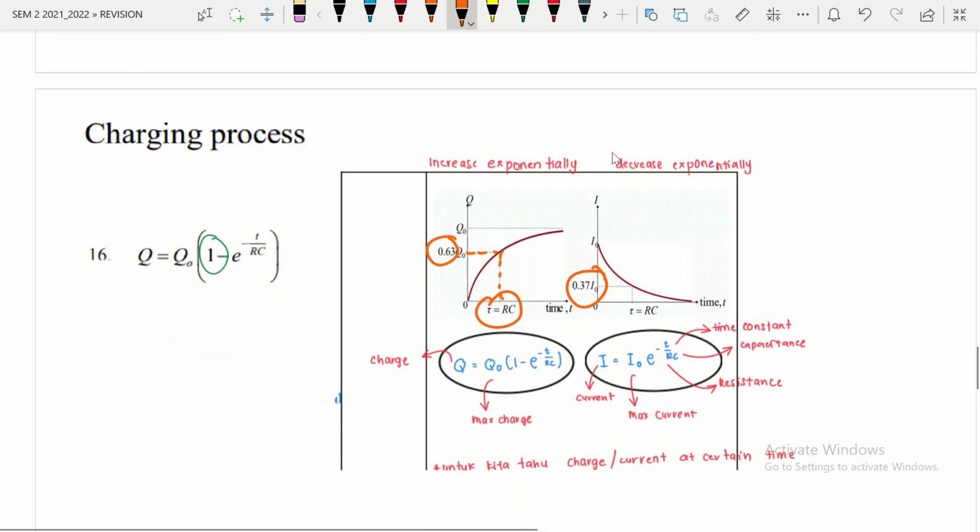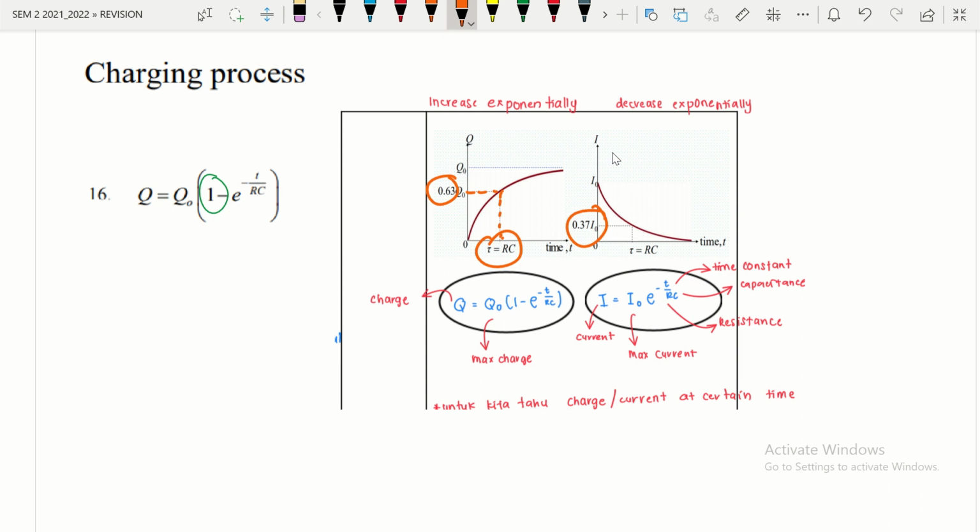Yang beza dia adalah charge. Kalau untuk discharging 0.37, untuk charging adalah 0.63. Kenapa kita nak pakai formula dia? It is for us to know the charge and also the current at certain time. Contohnya awak nak tahu berapakah charge at time 10 second, charge at time 15 second.